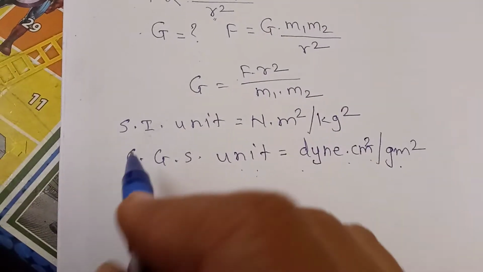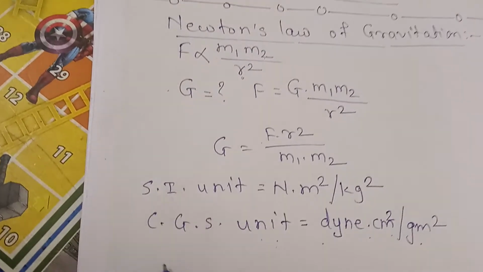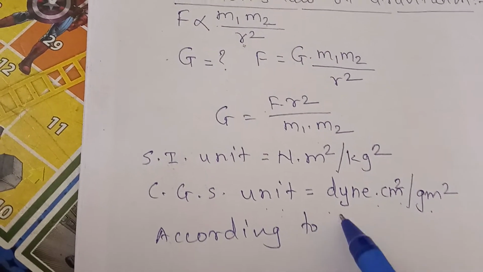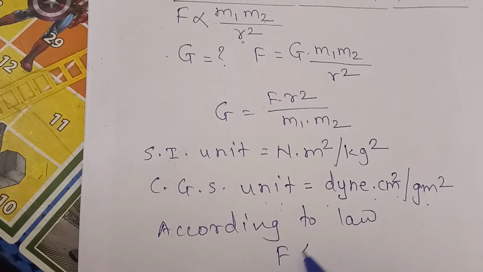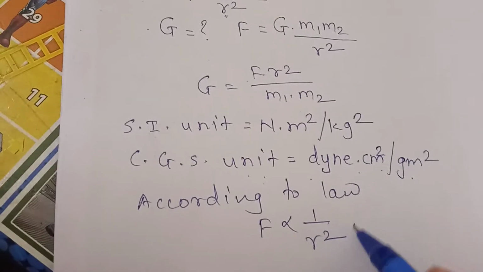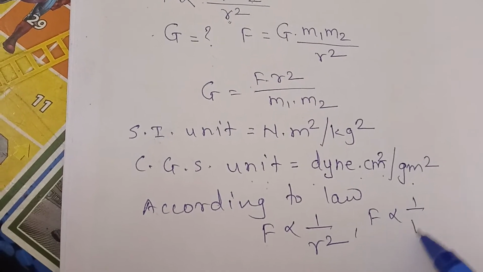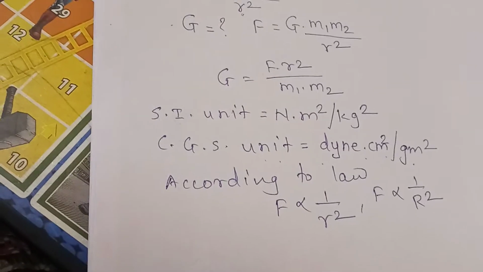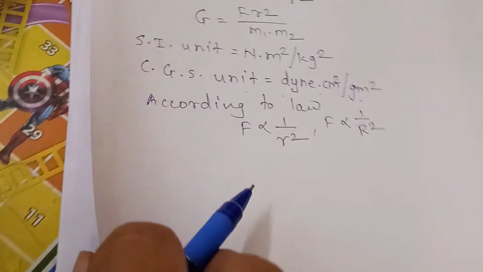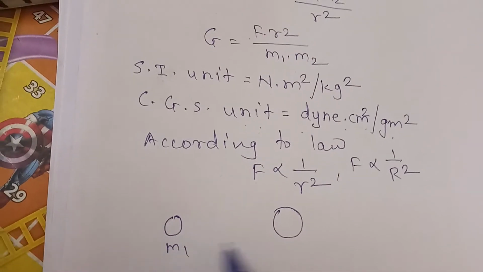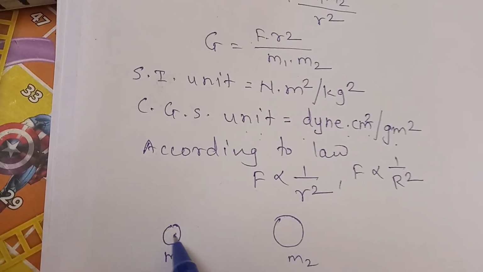Now see, according to this Newton's law, F is inversely proportional to the square of the distance between them, that is r square. That is, F is inversely proportional to r square. This is possible when the distance between the two bodies is equal to r. These are the two bodies having masses m1 and m2. The distance between them is r.